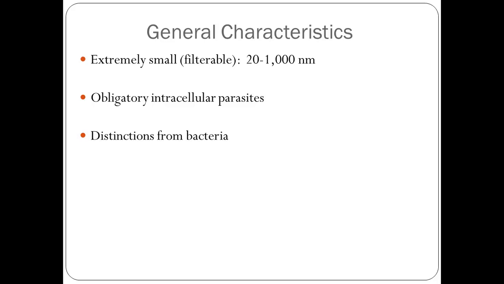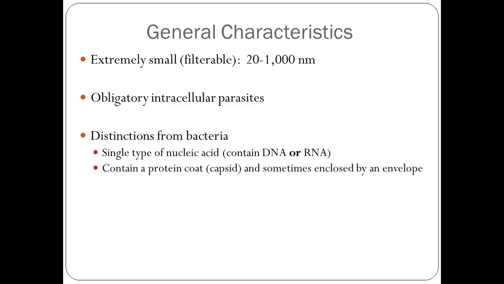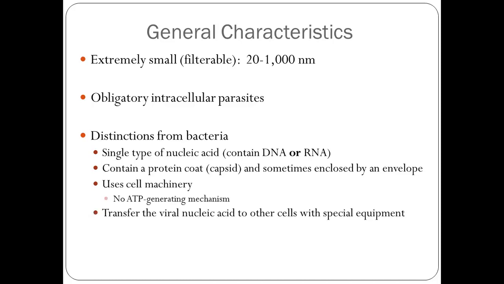Distinctions from bacteria. Viruses contain DNA or RNA, so they have a single type of nucleic acid, and it can be either DNA or RNA. They contain a protein coat called a capsid, and they are sometimes enclosed by an envelope. They're called obligatory intracellular parasites because they have to be on the inside of a cell to use the cell's machinery. There's no ATP generating mechanism.